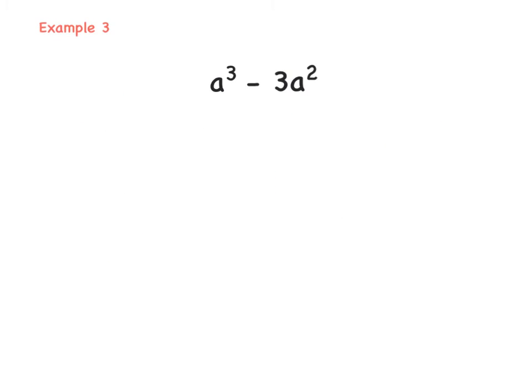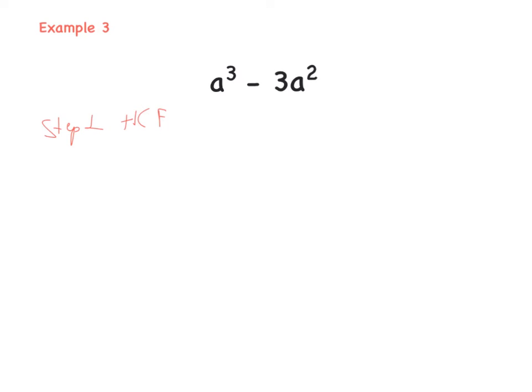Okay, and here we have a to the power of 3 minus 3a squared. So the same, step number 1. We need to find the highest common factor, okay? So we have 2 terms. This is one term, this is the other one, and we need to find the highest common factor.